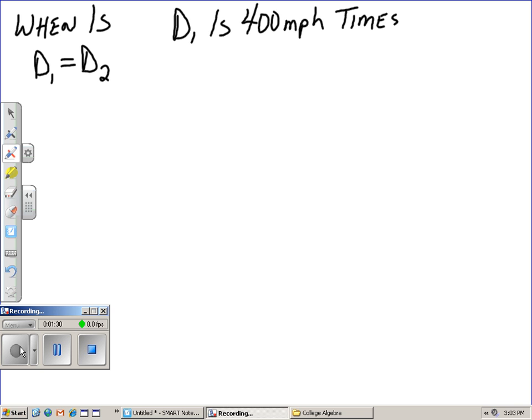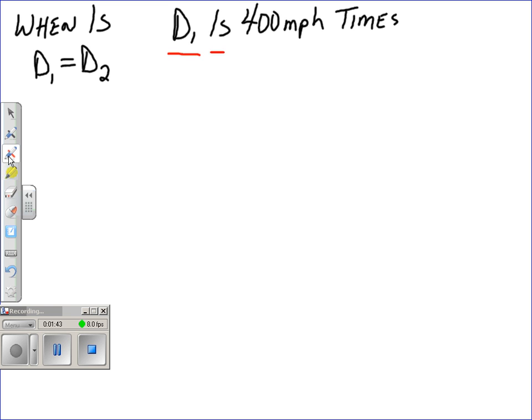Well, let's think about the distance covered by the first plane. How would I calculate that distance? Well, the first plane is going 400 miles an hour. So I can say the distance covered by the first plane is 400 miles an hour. Now, what's the rest of it?